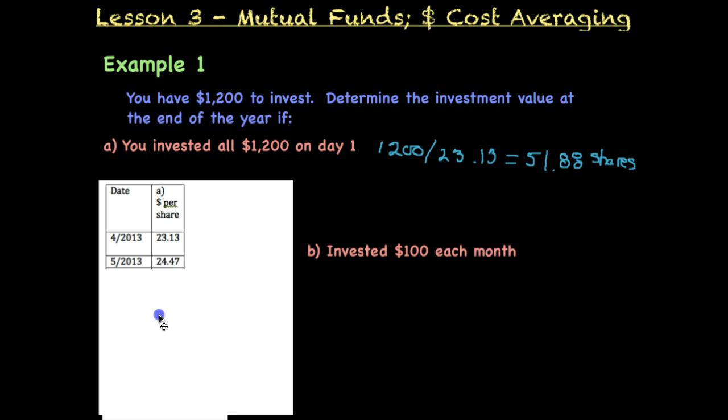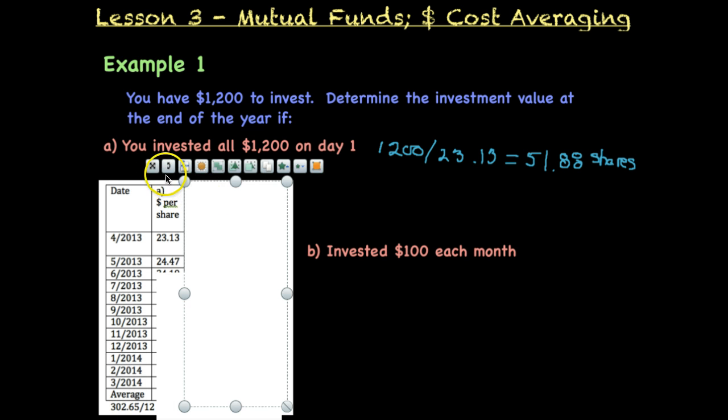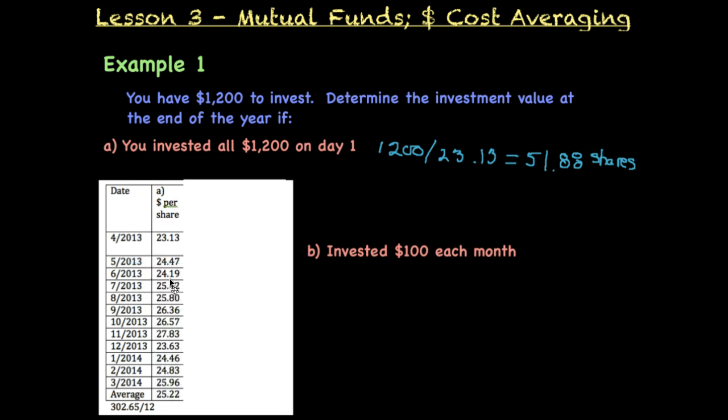Okay, here's what happens each month. The price per share goes up, sometimes it goes back down. It fluctuates quite a bit. But you can see that, unfortunately, in April of 2013 of this year, this was the lowest price of any of the other months. So in this case, it would have been better for me to invest the entire $1,200 right away and purchase as many shares as I can at such a low price.